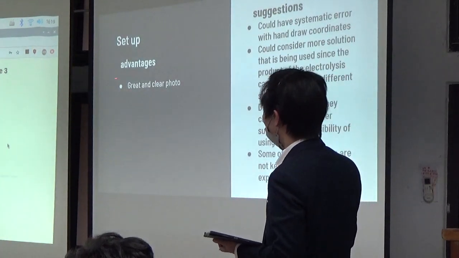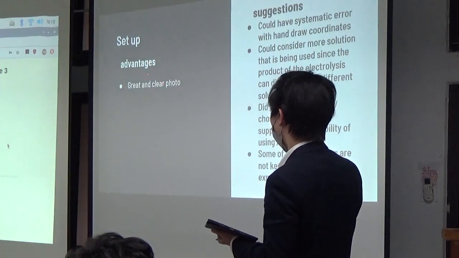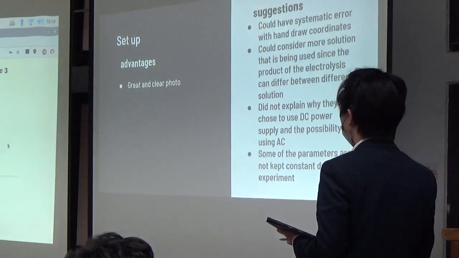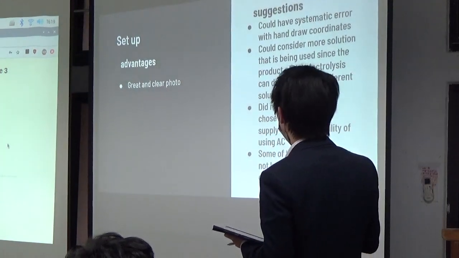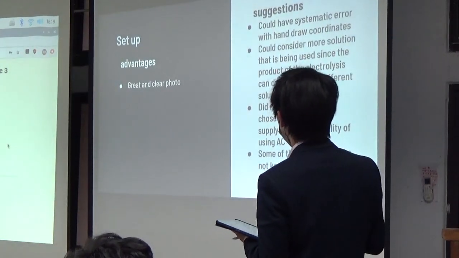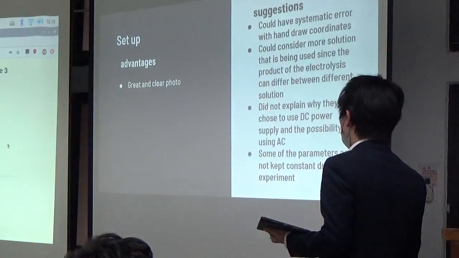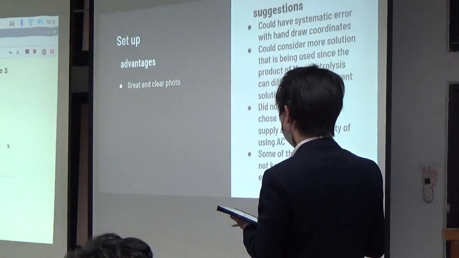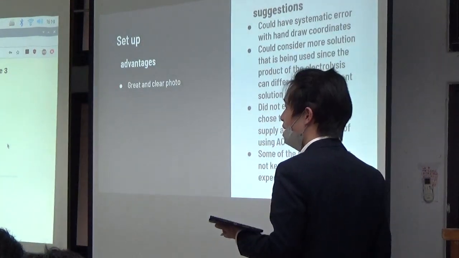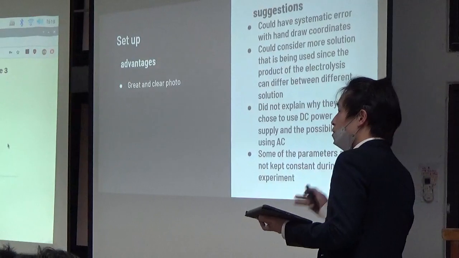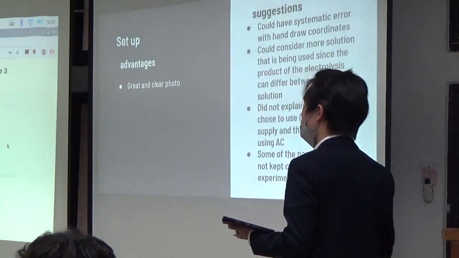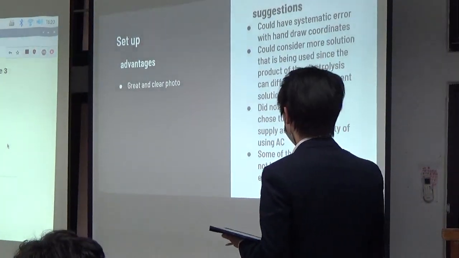For the setup, one advantage was that they have great and clear photos. Some suggestions would be that they could have more systematic error with hand-drawn coordinates. They could consider more solutions, since the product of the electrolysis can differ between different solutions. Then they didn't explain why they chose to use a DC power supply and the possibility of using AC, as the problem statement asks to consider different conditions, but they didn't seem to consider too many conditions regarding AC and DC.